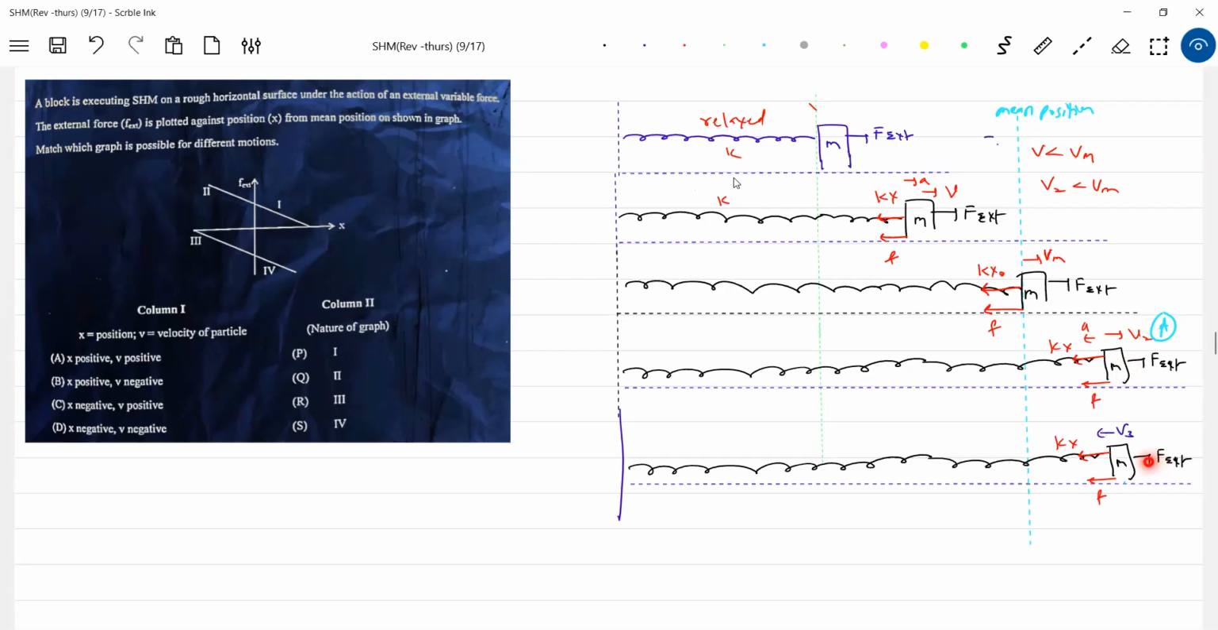I have to change direction of this one, no? F external, what direction will act here? I applied a force, that means position. It will accelerate, come to instantaneous rest. Again, I should apply force towards left, no?